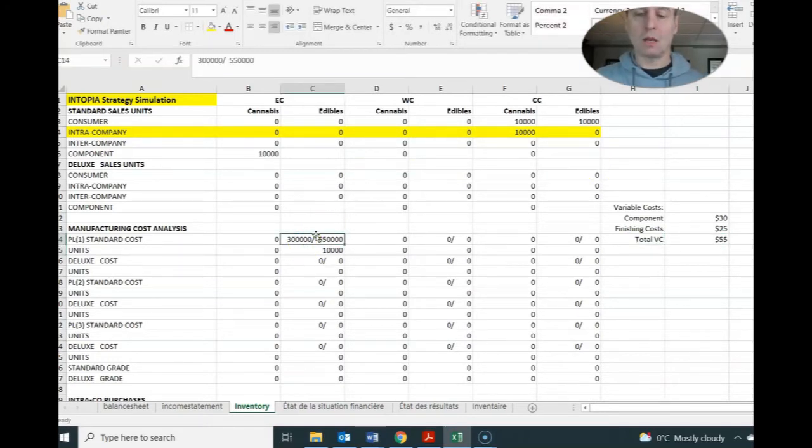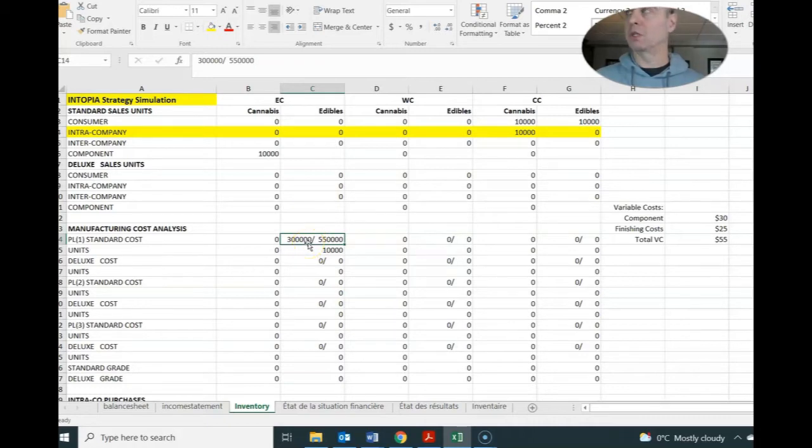So remember that the number right on the left hand side before the dash represents the cost of the components. Those were used up at cost, which was the $30, which is exactly what we received them for from Central Canada. So you remember we sent them over at $30, and then we used them up at $30 in the production of edibles.